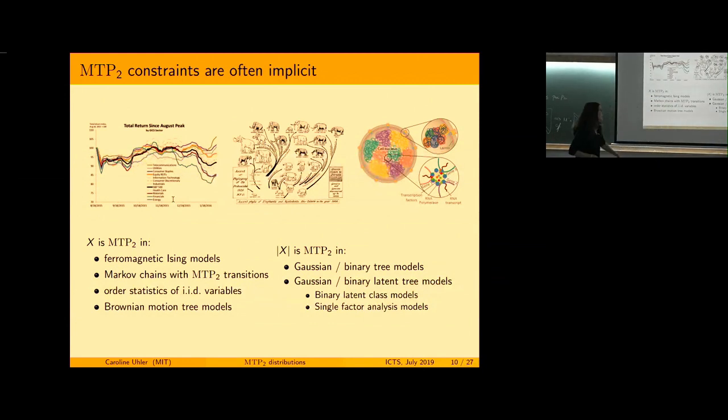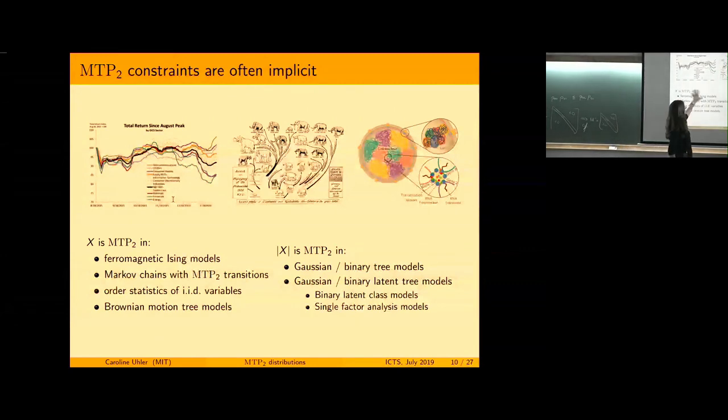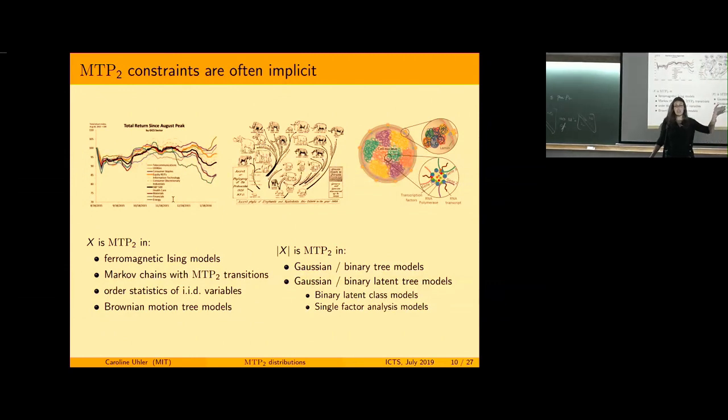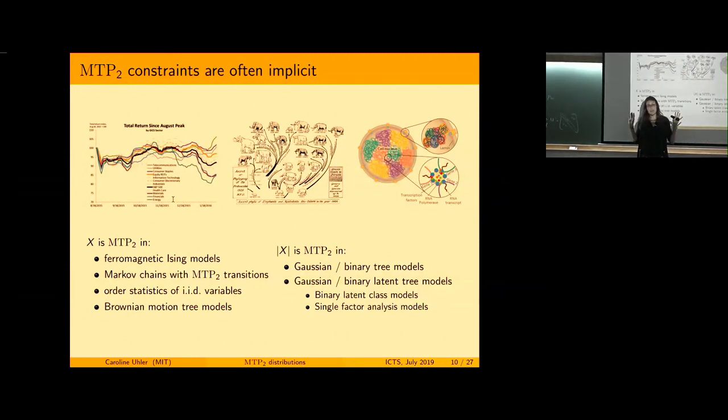So somehow, many people are happy, and there are many other examples, but many people are happy to model with trees. And so what we're saying here is if you're happy to model with trees, well, you're implying MTP2. MTP2 is a weaker constraint than a tree model. So let's see what we can actually get out of just modeling with MTP2 instead of trees.